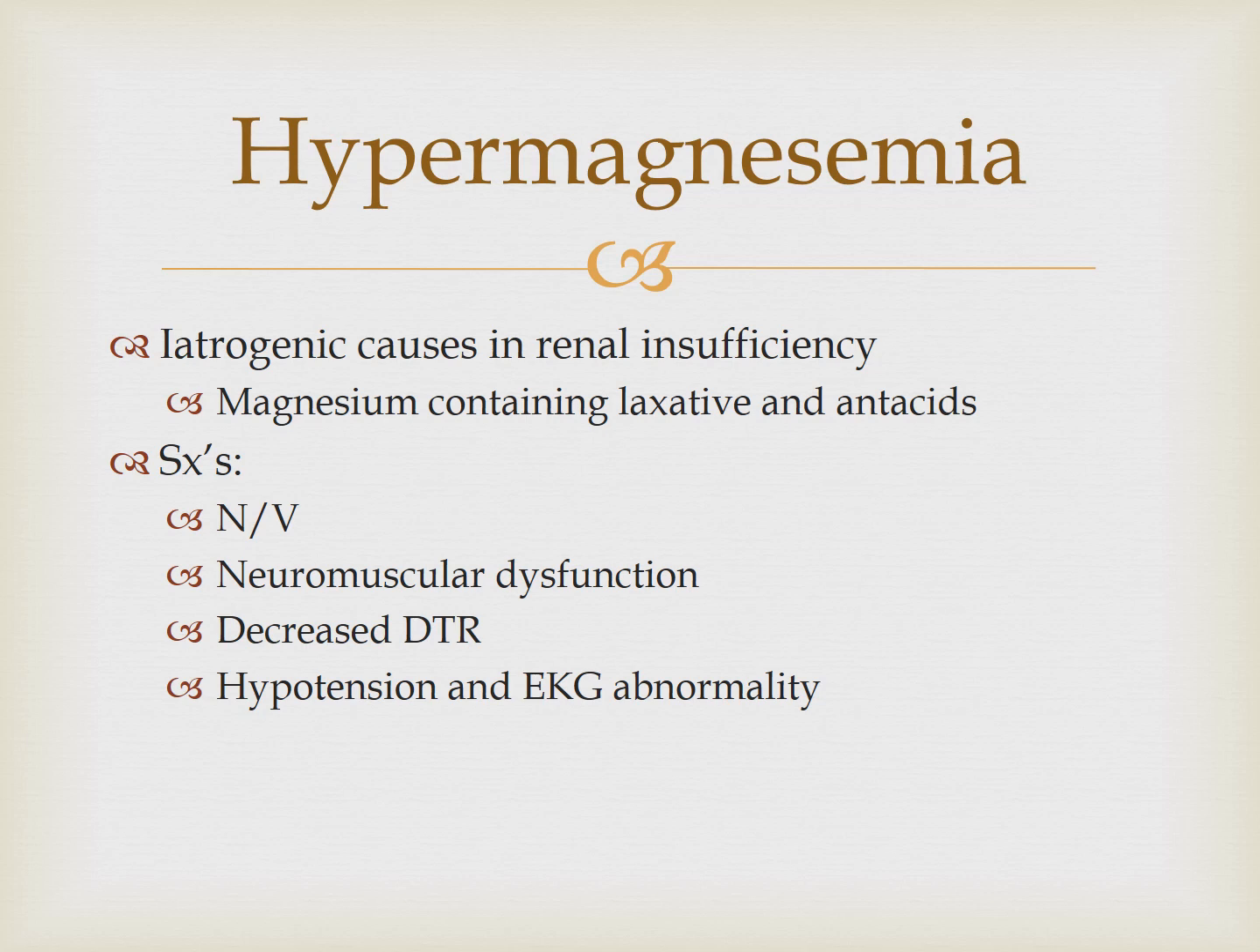Hypermagnesemia, iatrogenic, causing renal insufficiency, we talked about it. Some of the laxatives that we use for bowel prep for colonoscopy, hopefully by this time you've seen some colonoscopies. We give magnesium-based laxatives, magnesium oxide, magnesium sulfate, or what else do we give? Milk of magnesia. Those have magnesium, so we have to take that into consideration when the patient has renal insufficiency. Magnesium citrate. Some of the symptoms of hypermagnesemia: decreased DTR, the deep tendon reflexes, hypotension, EKG abnormality, nausea, vomiting.